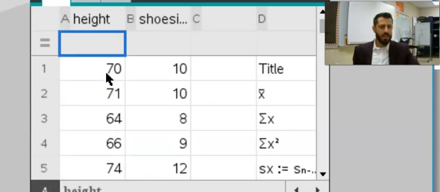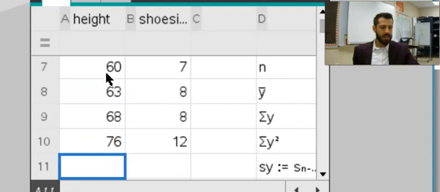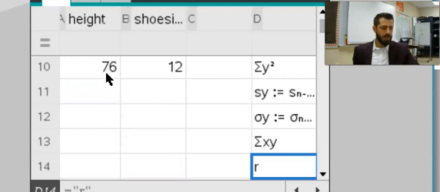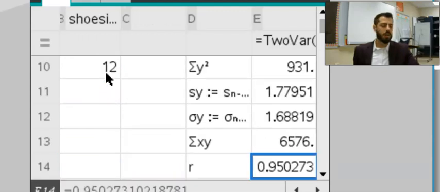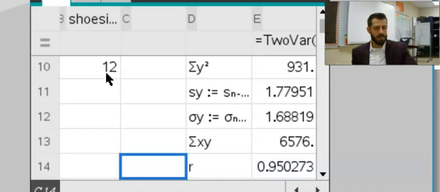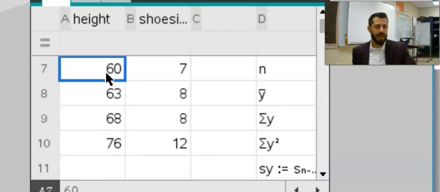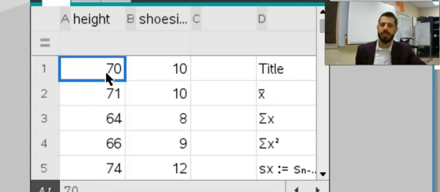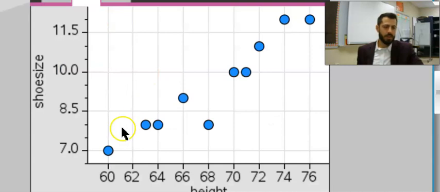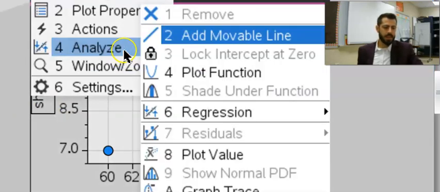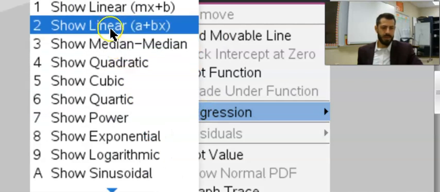Remember, we had 10 data points, and we had an R value that was pretty strong, 0.95. It's about as strong as we can hope to get without totally making up unrealistic stuff, right? Well, remember I showed you how we could get a scatter plot using the calculator, and this was the scatter plot we came up with. We can also get a regression line on this calculator. The way we do it, we hit Menu, we hit Analyze, Regression, and then Show Linear.